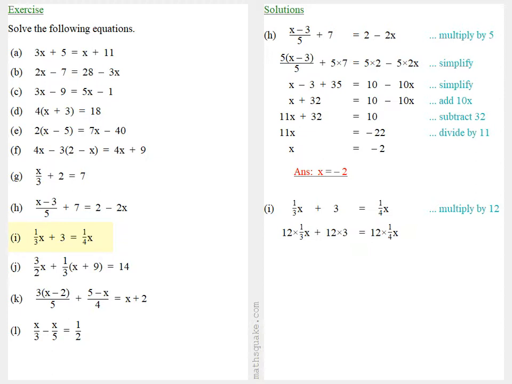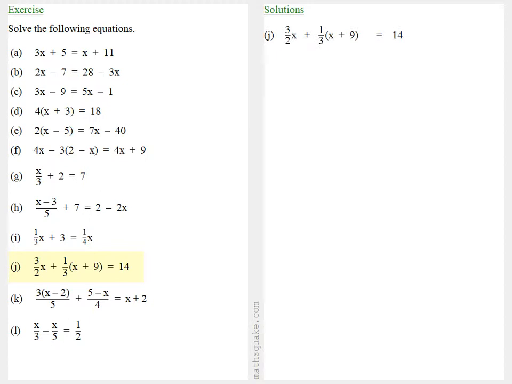a quarter x. Now the 12 times a third x is 4x, and we have plus 36 equals, and 12 times a quarter x is 3x. So 4x plus 36 equals 3x. Now if we subtract 3x from both sides, we'll have x plus 36 equals 0. And if we subtract 36 from both sides, we'll have x equals minus 36. And that's our solution.